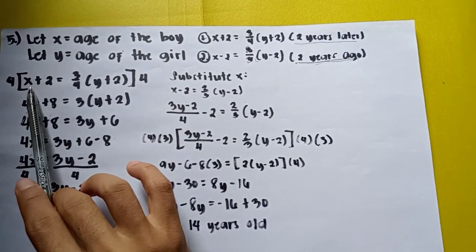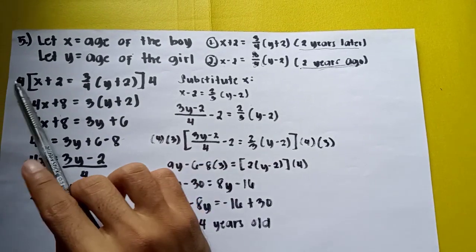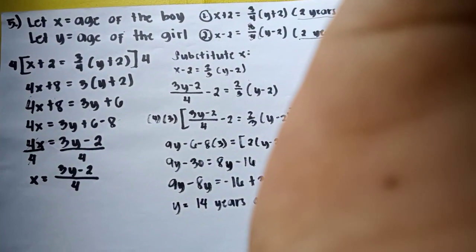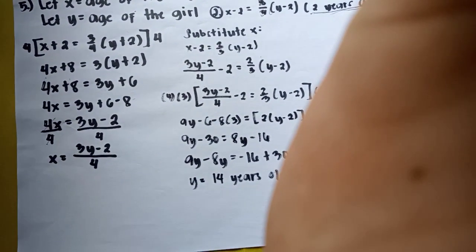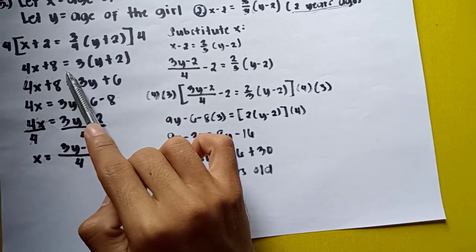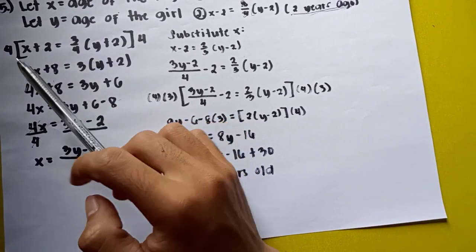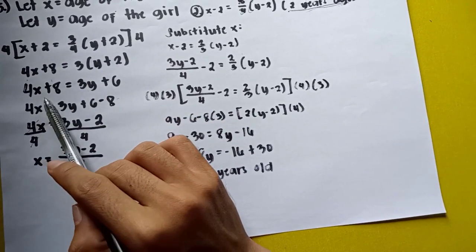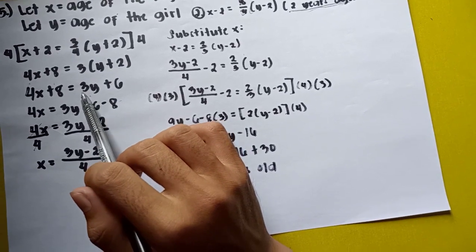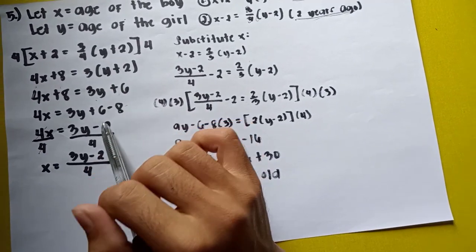So we have our first formula, X plus 2 equals 3/4 times Y plus 2. Multiply both sides by 4. So 4 times X is 4X. 4 times 2 is 8. And then just copy 3 times Y plus 2. 4X plus 8 equals 3Y plus 6. 3Y plus 6 came from 3 times Y is 3Y, and then 3 times 2 is 6.